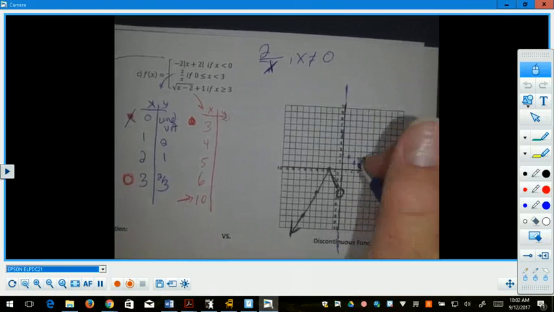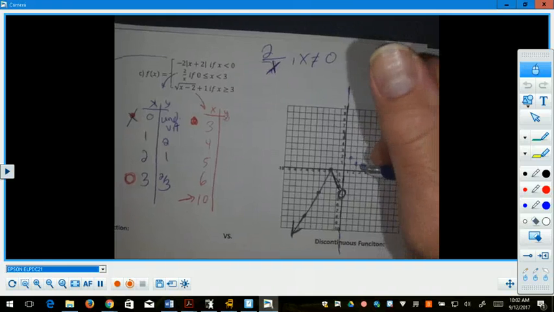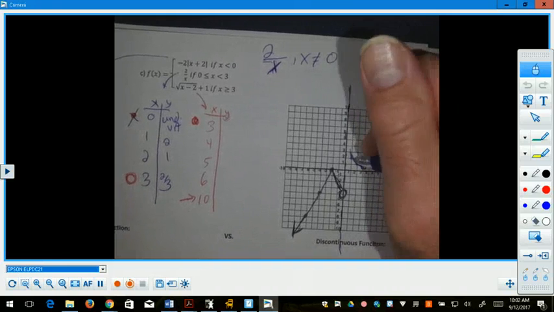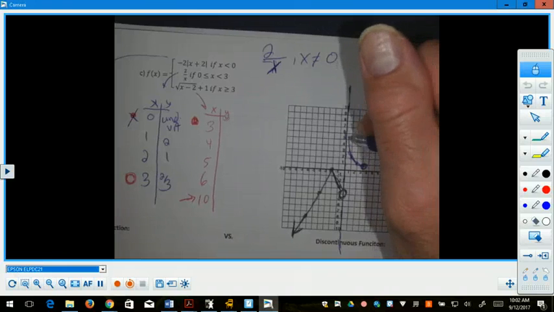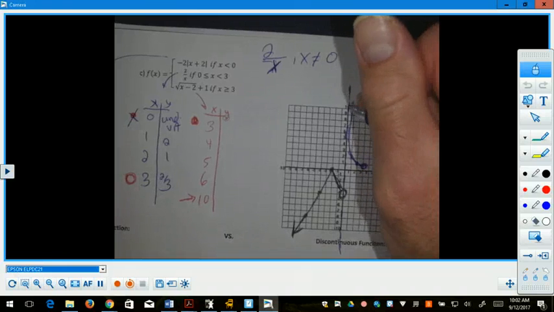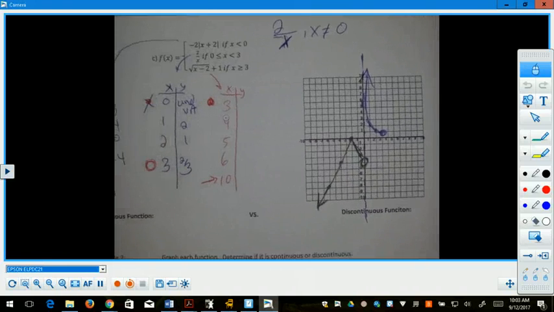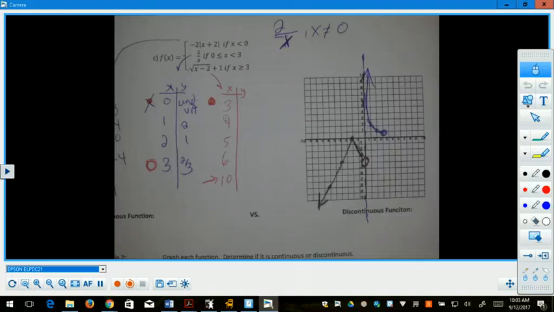Mine doesn't look so open, but it's supposed to be an open circle. And on the graph, 0.5 has a value, so does 0.1. It just gets close to that vertical asymptote but never touches it, if you remember that from Algebra 2. So there's our second piece.